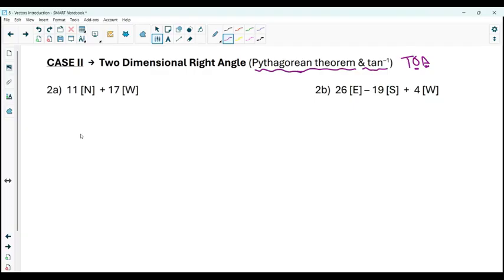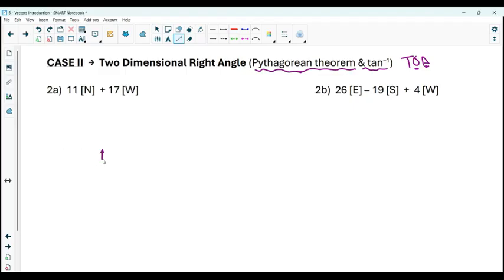Okay, so let's have a look at this case. We've got 11 north plus 17 west. Now, what are these units? I don't know. Could be momentum or velocity or force or displacement, whatever, doesn't really matter. Let's sketch out what this is going to look like, right? So I'll get some nice arrows here. Let's do my arrows in nice rich purple colors.